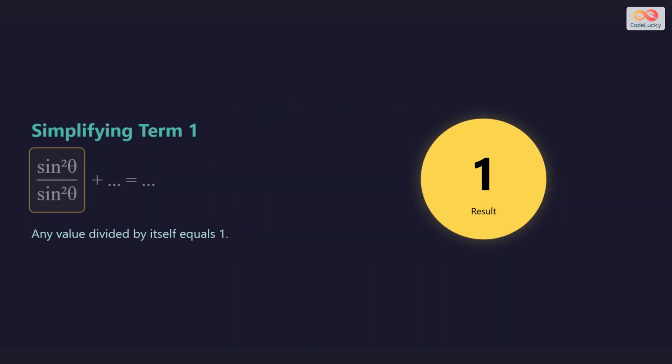Let's look at the first term. Sine squared theta divided by sine squared theta. Any number divided by itself is simply 1. So, this first part simplifies nicely to just the number 1.